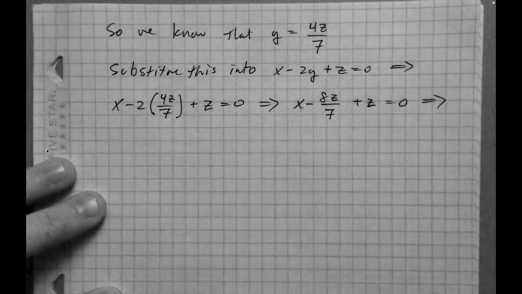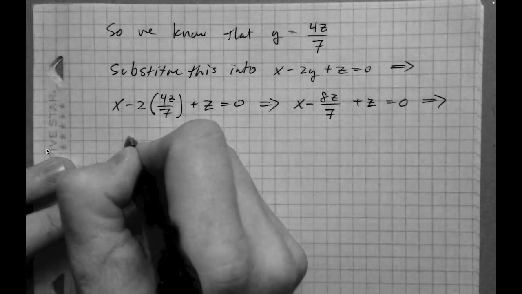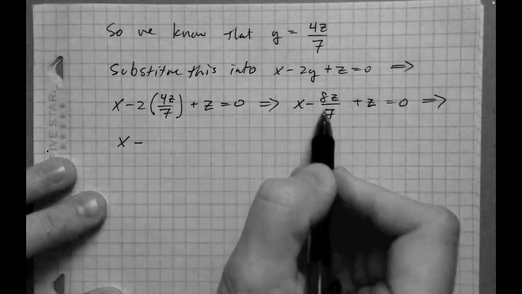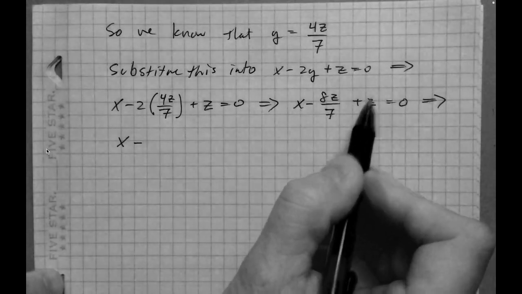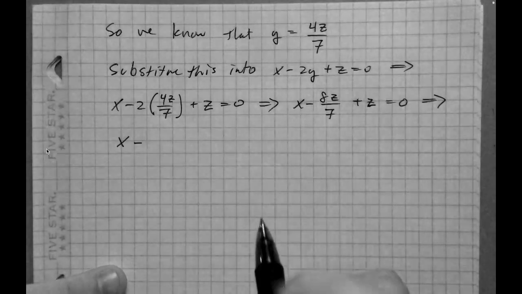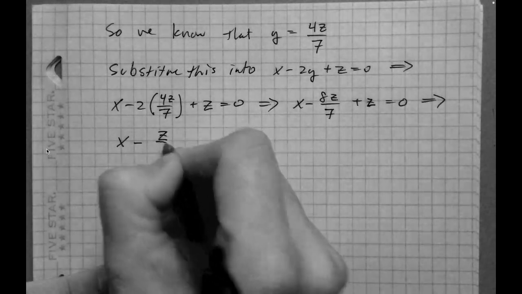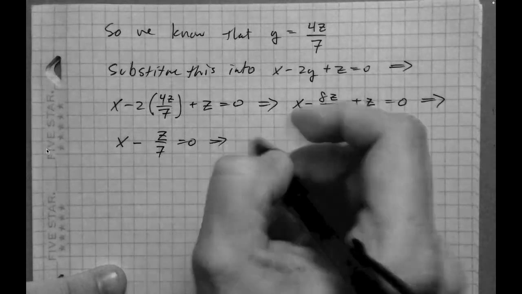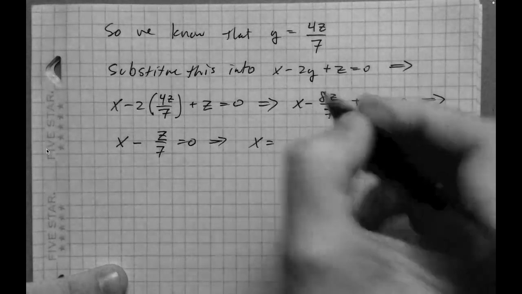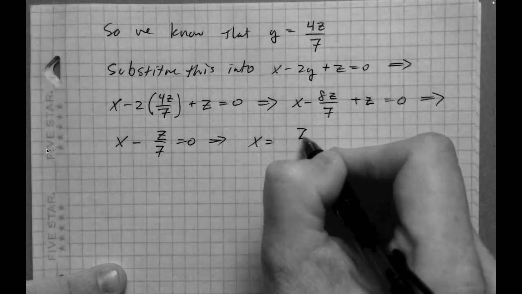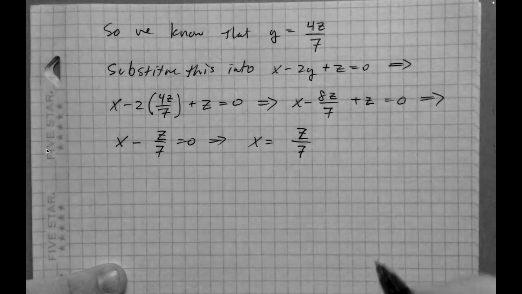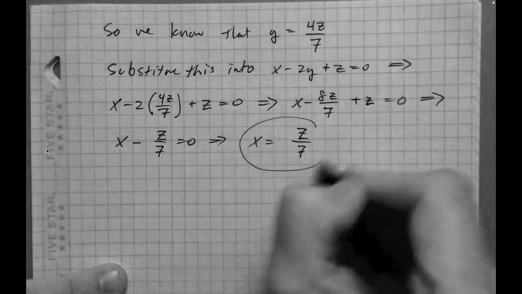All right, so I can simplify this down until I get x minus, now 8z over 7 plus 7z over 7 is 1z over 7, right? So x minus z over 7 equals 0, and so that's going to imply that x is equal to z over 7. Okay, all right, so I've got this one and I've got this one now.